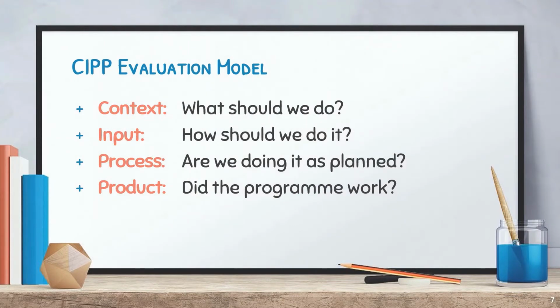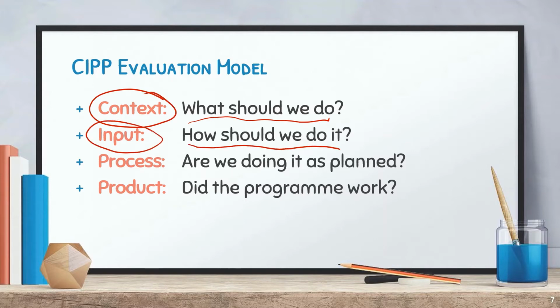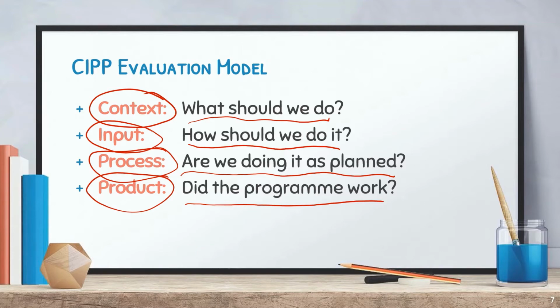Questions like what should we do will be answered by the context. How should we do it gives us an indication about the input. Are we doing as planned helps us evaluate the process. And finally, whether the program is working well or not will tell us about the product.